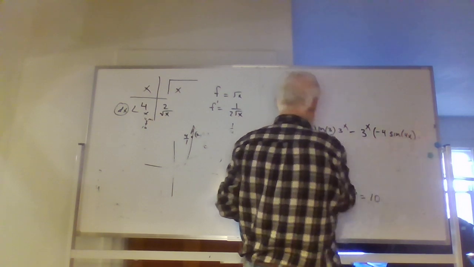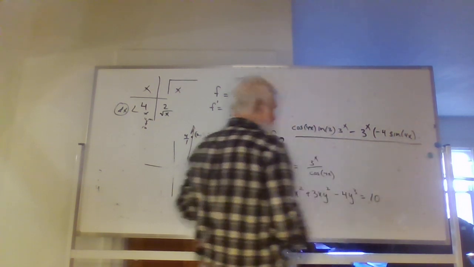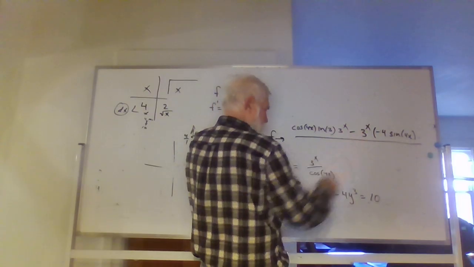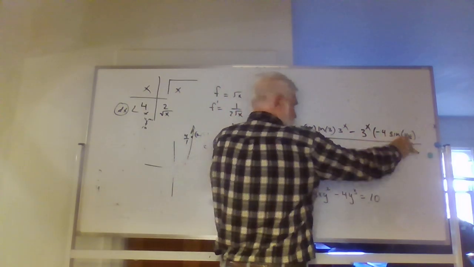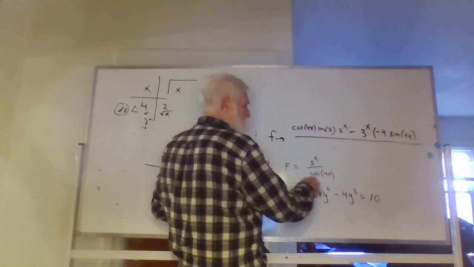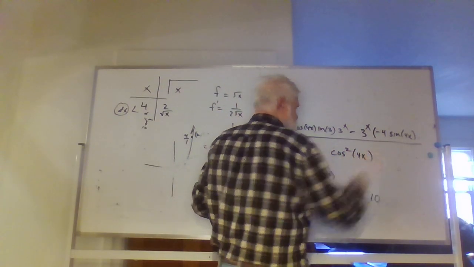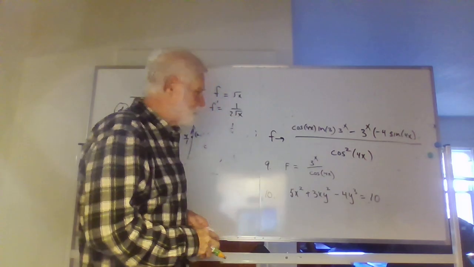Let's make sure I've got that in the numerator. Low d high, high d low. Okay, I feel good about that. Over low, low, so we have to square the denominator. And there's your quotient rule.